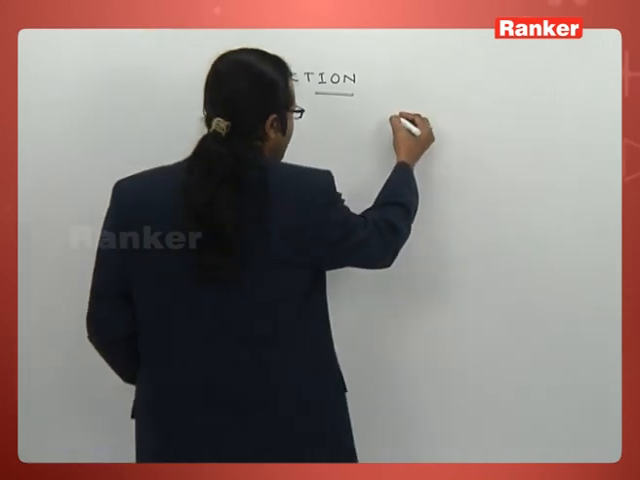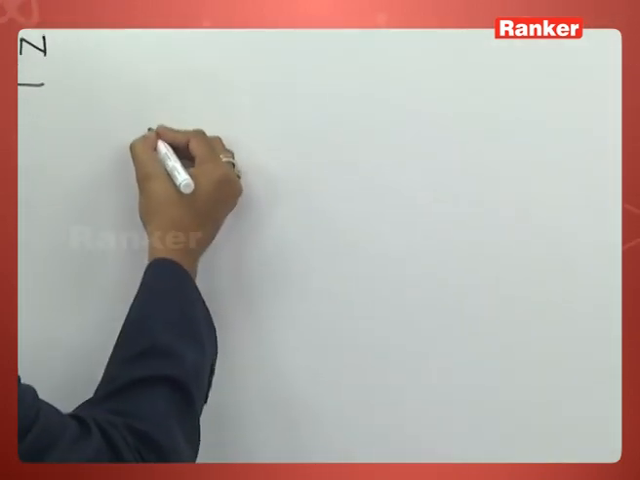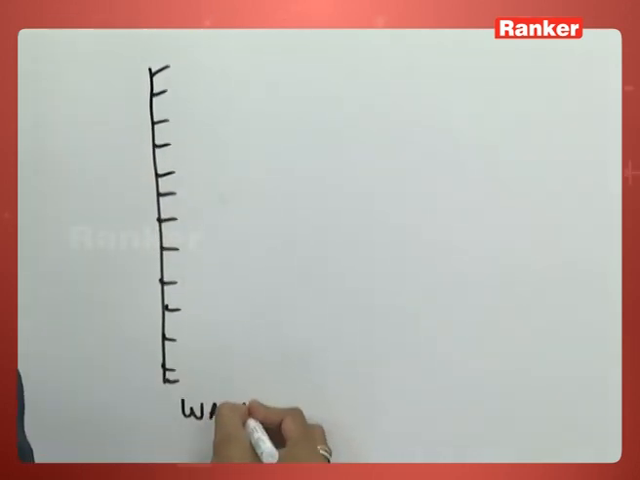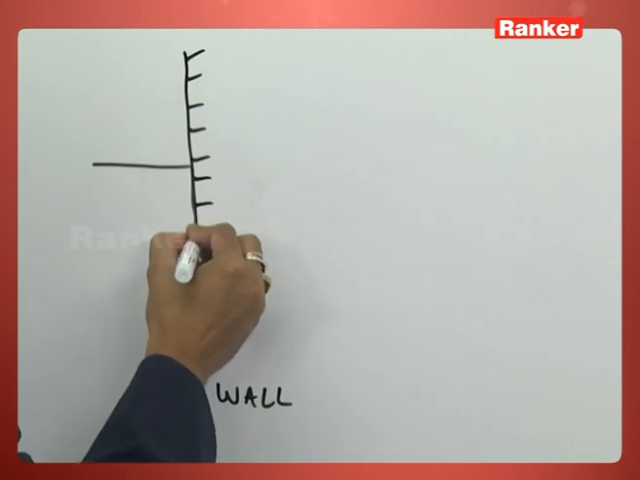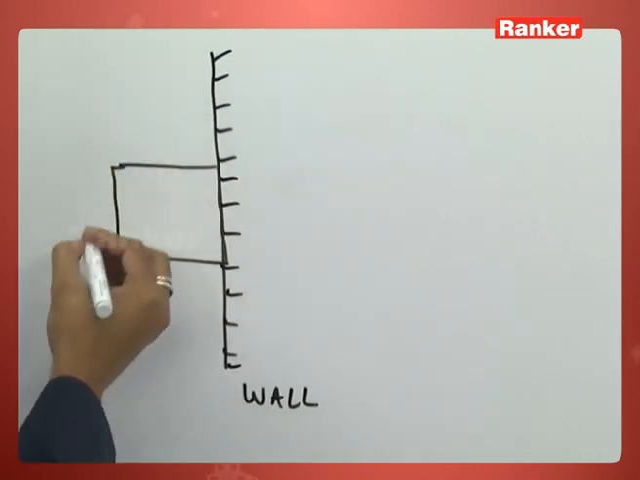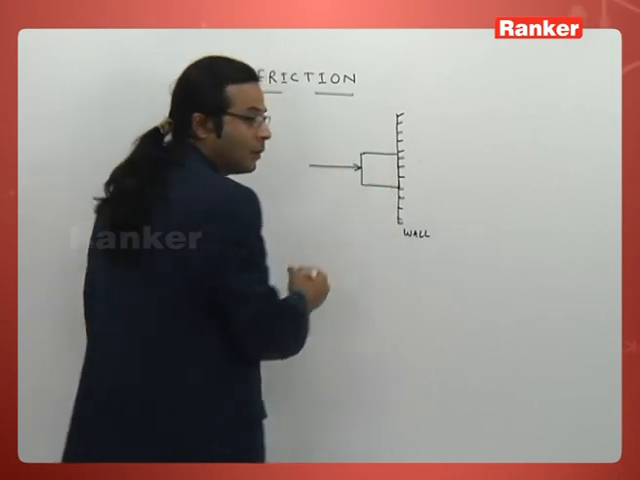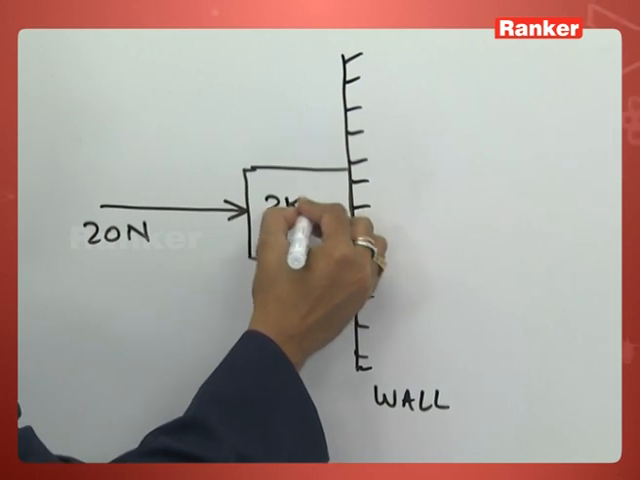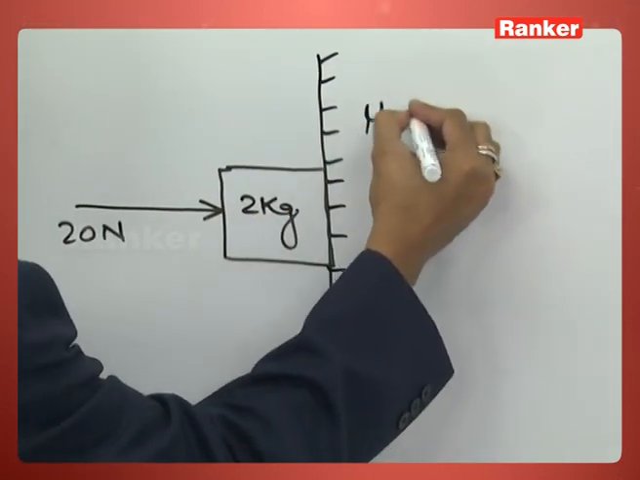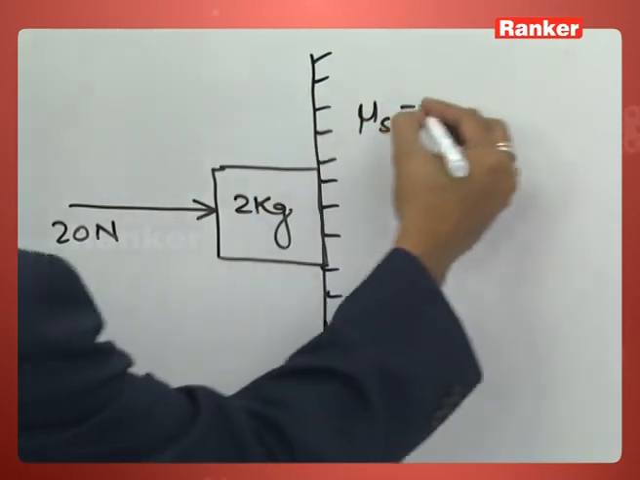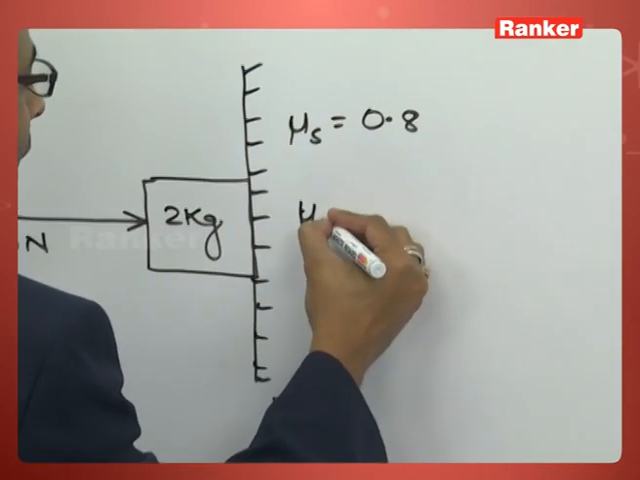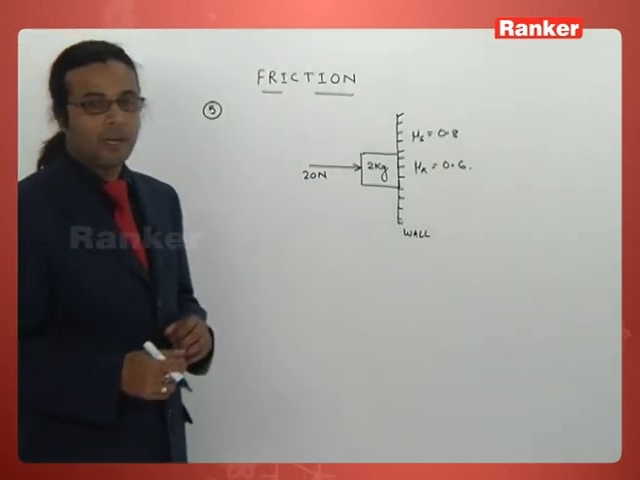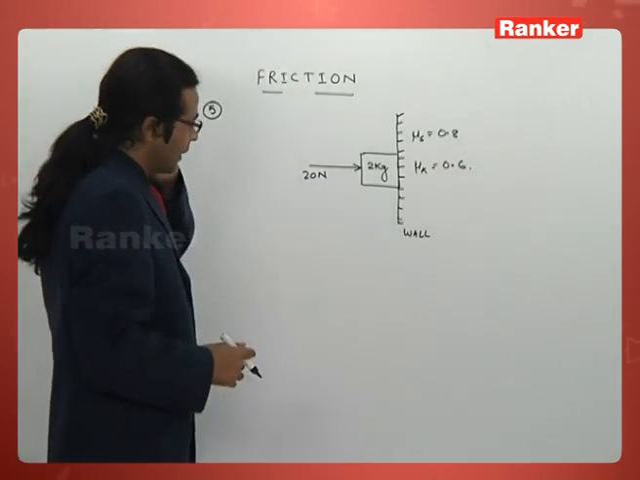The diagram is like this. Let us take this as a wall. This is a block. It is pressed like this with a force of 20 Newton, 2 kg block. Mu S is given as 0.8 and mu K is given as 0.6. Now we have to calculate the acceleration of the block and force of friction.